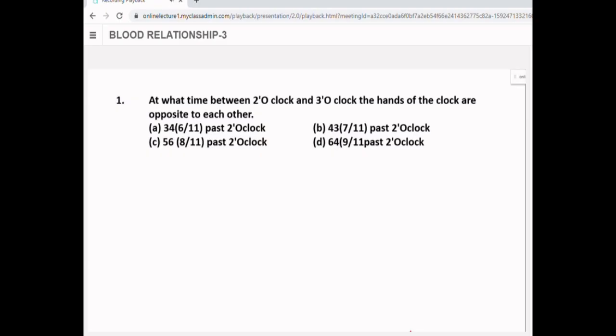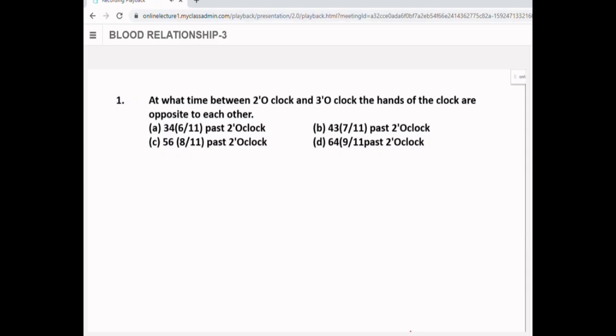Let me give you time. At 2:30, 2 hours and 30 minutes, where will the R hand be? On 2, on 3, or in between 2 and 3? One of these options. At 2:30, the R hand will be between 2 and 3, agreed?